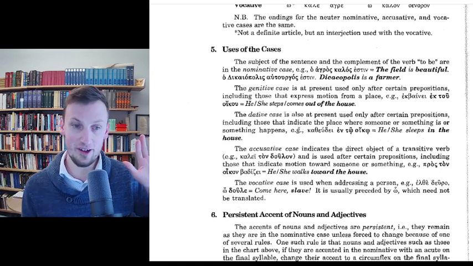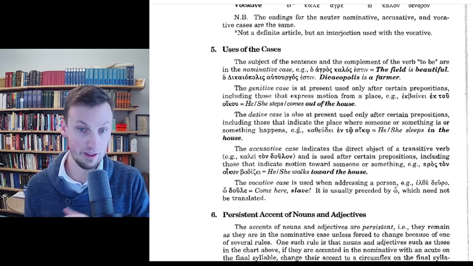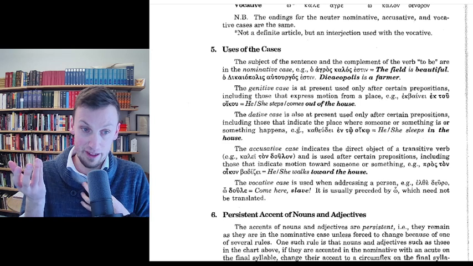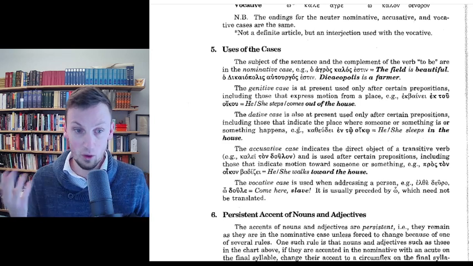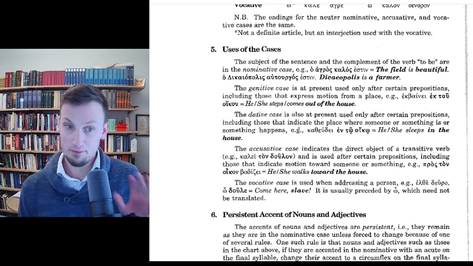The genitive can be either a true genitive, which is an adjectival, or it can be a genitive of source, which is called the ablative genitive. Or the dative can be either a true dative, which is an indirect dative, or an instrumental dative. And we'll learn it gets more complicated yet. But that's a good start.